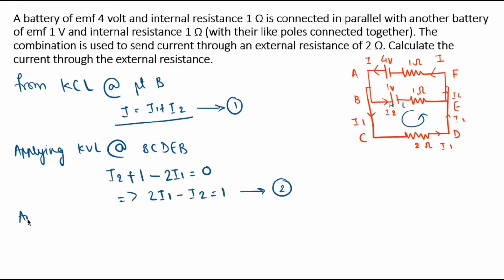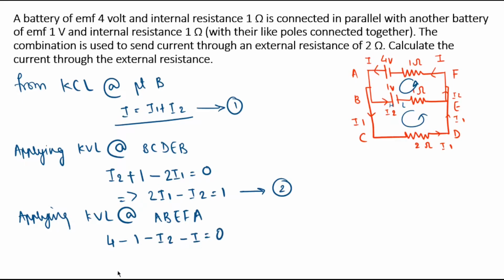Now again applying KVL on loop A B E F A, that is here, which gives 4 minus 1 minus I2 minus I equal to 0, which implies I plus I2 equal to 3. Now we know that I is nothing but I1 plus I2, so this becomes I1 plus 2 I2 equal to 3. Let's name it equation 3.